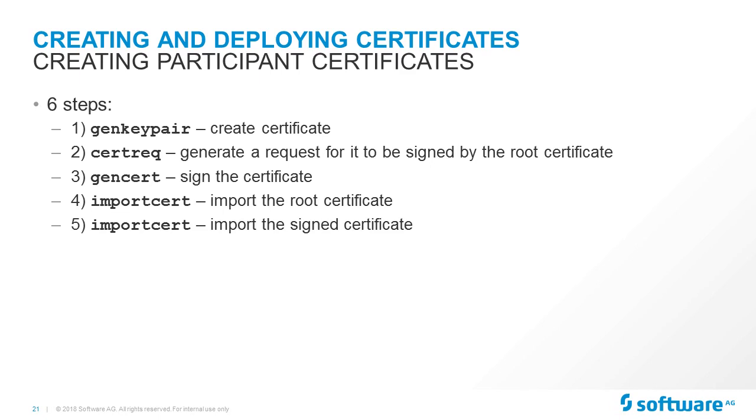And we need the first one of these. We need to import the root certificate because otherwise the participant certificate won't import correctly, because it will say that the root is an unknown root. And then finally we can remove that root certificate that we imported in step 4. We don't need it in this key store. This key store is just going to hold the certificate for this particular participant.